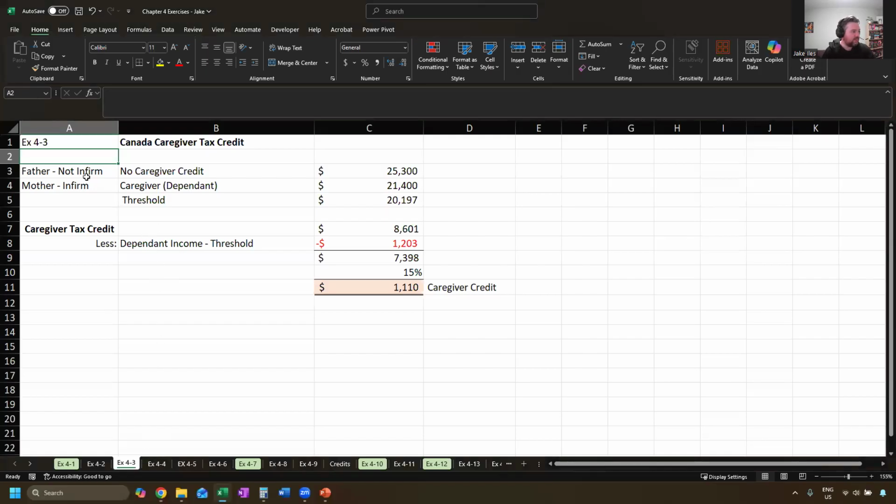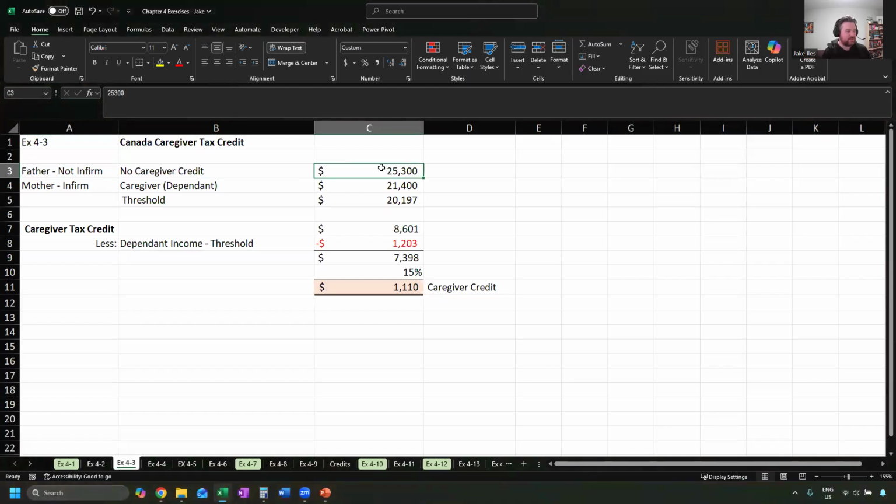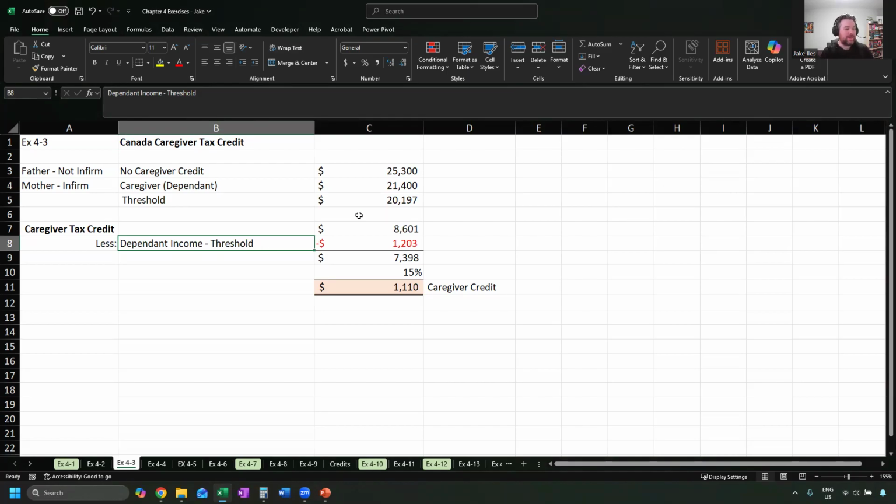So taking a look at our individuals we have here, the father's not infirm. So we're not going to be getting a caregiver credit for him because he doesn't need it. He has his income of 25,300. The mother has an infirmity, so we can claim her as the dependent, but she's generating income of 21,400. So our income threshold is over that 20,197. So the caregiver tax credit comes in at its usual amount, 8601, but we're going to have to reduce that credit, that dependent income minus the threshold.